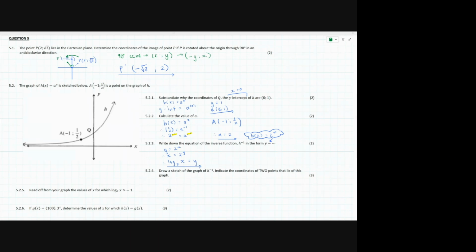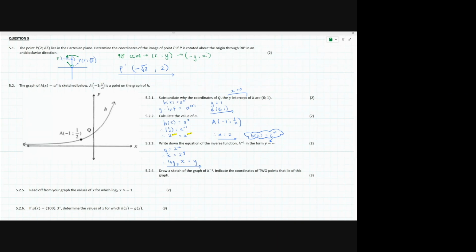We do give marks for the switch, so there is a mark allocated for swapping your x and your y. However, if you can go straight to the answer with a lot of confidence, there's no real need for you to do that. It's up to you though. But you swap and then you apply your conversion.